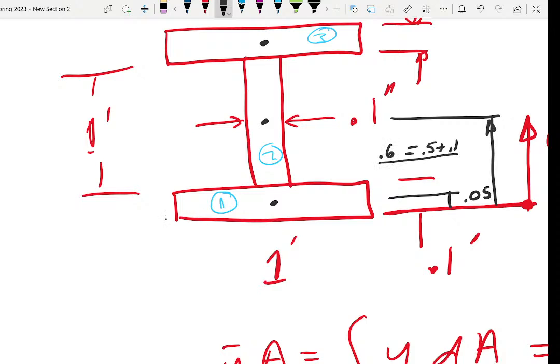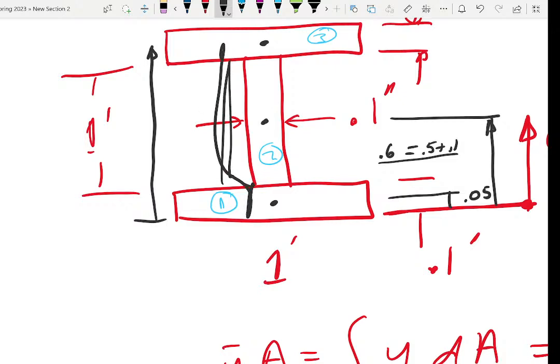And the last thing is from the origin all the way to the top. Well, that's going to be 1 foot here. So 1 foot here, 0.1, and then 0.05. That's going to be 1 plus 0.1, which is this one, plus 0.05, or 1.15.